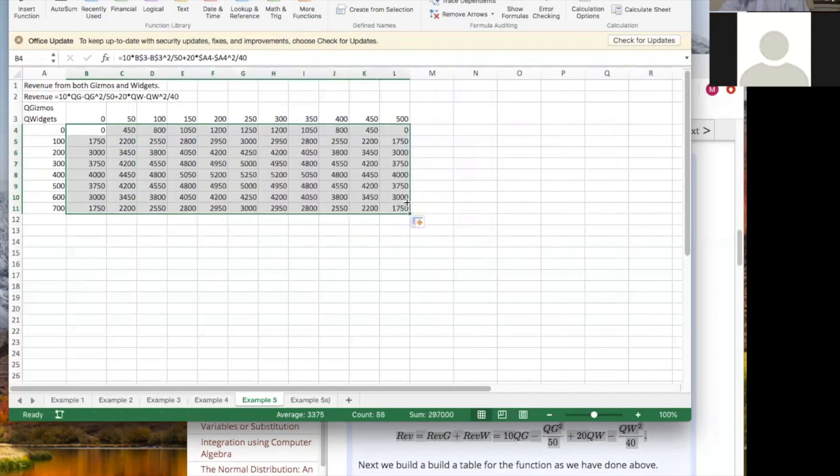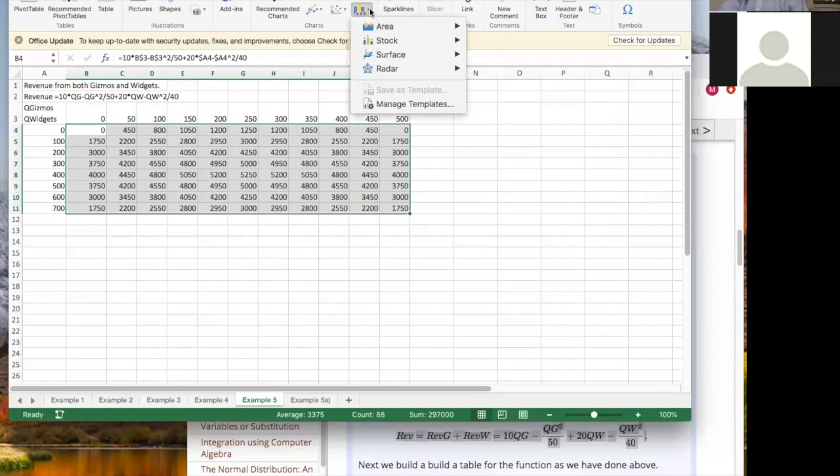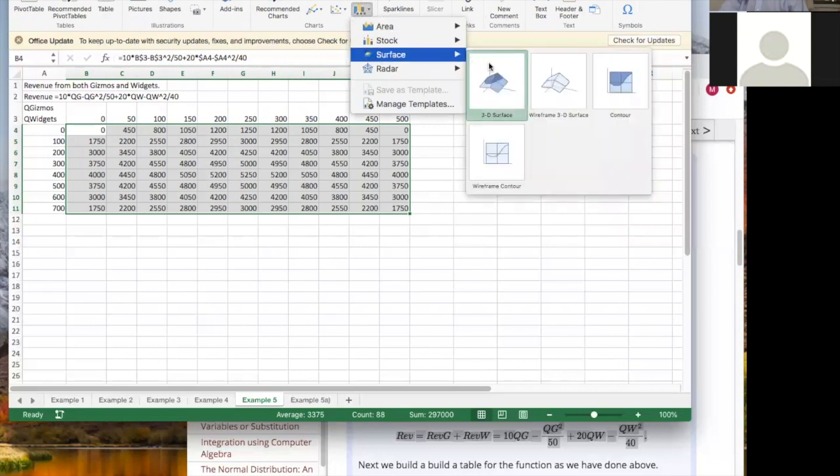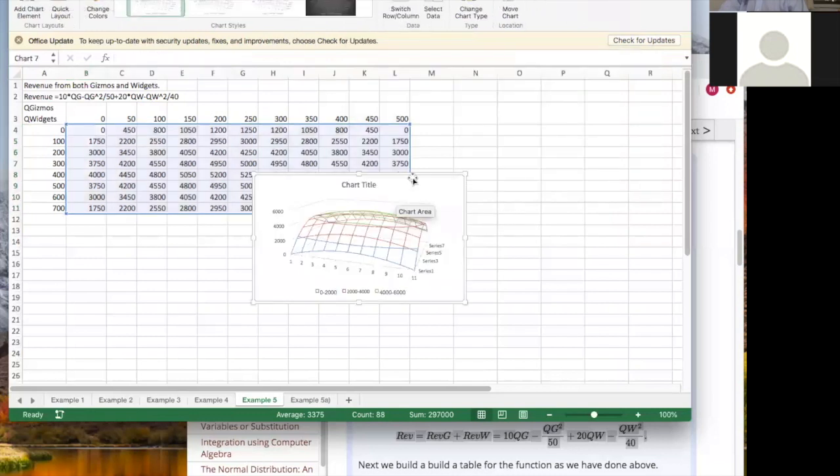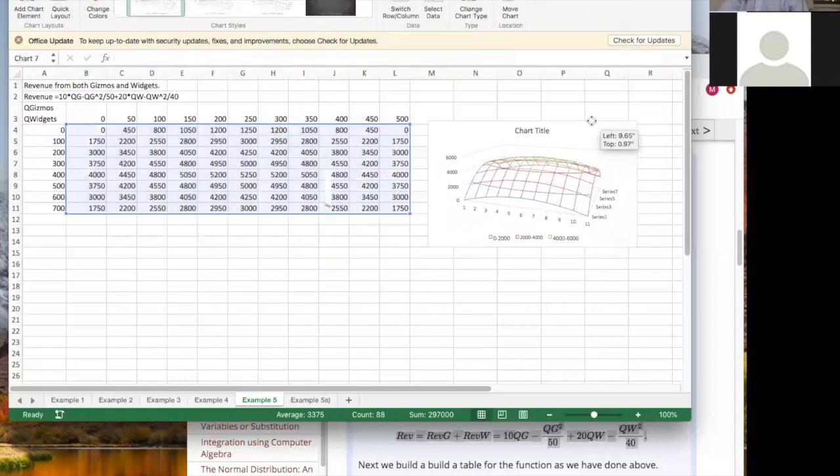That gives me a table. I'd like to see a graph as well. And this is going to be somewhat different than when we did graphs of curves, because then we wanted to include the X and the Y. And this time you'll notice that I'm just highlighting the values. I'd like to insert a chart, and the chart I want is a surface chart. I'm going to start with a wireframe surface. Notice I have the wireframe.